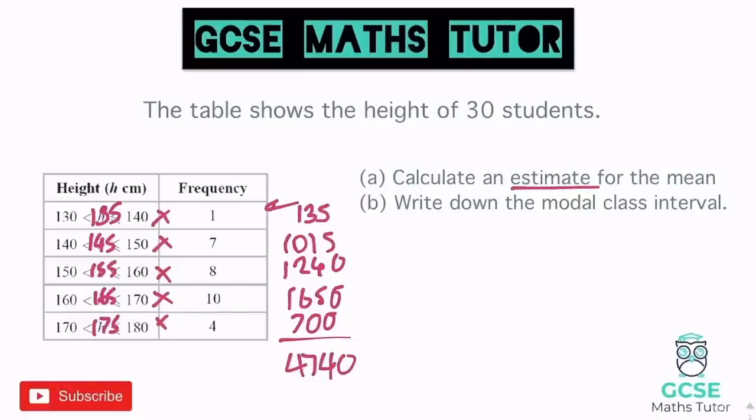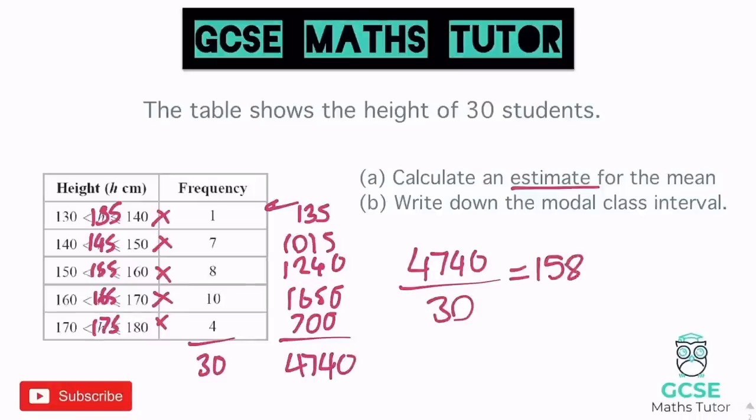4,740. And again, it said that there were 30 students there, which we can find from the bottom. So finishing the sum exactly the same as before, 4,740 divided by 30 will give us an estimate here for the mean, because again we have just guessed what their heights are using those midpoints, which gives us 158.